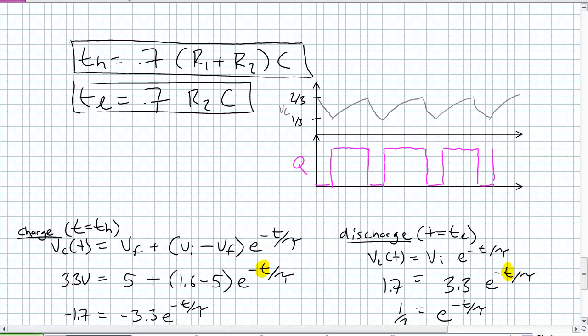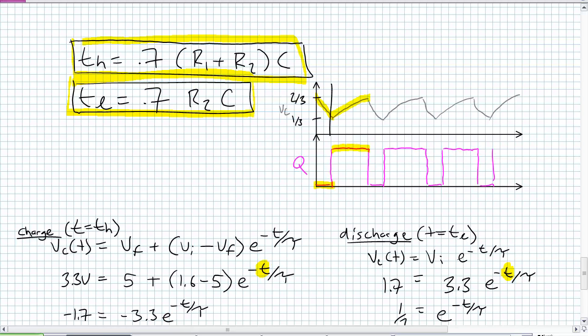So now that we've developed our punchline formulas for the time high and the time low, respectively, time high is equal to 0.7 (R1 + R2) C, because it's charging up through both resistor 1 and 2, and then time low is discharging through only R2. It's 0.7 R2 C. Graphically, as it's discharging, Q is 0. As it's charging, Q is 1.